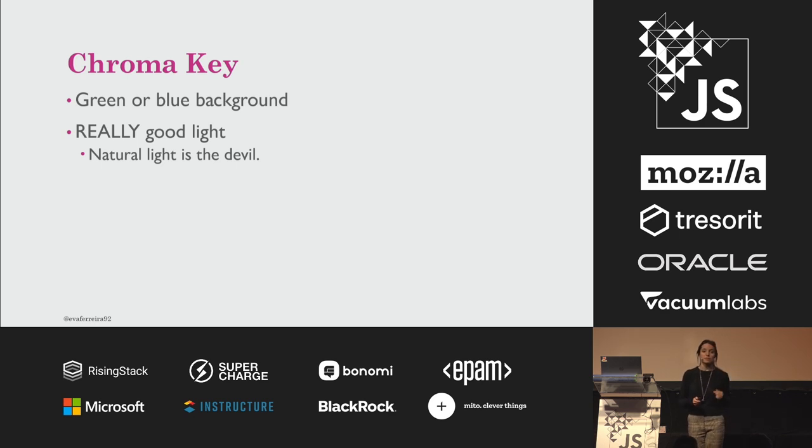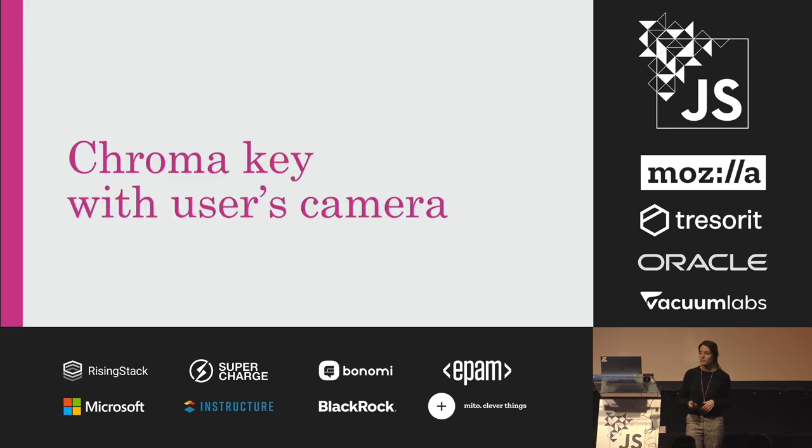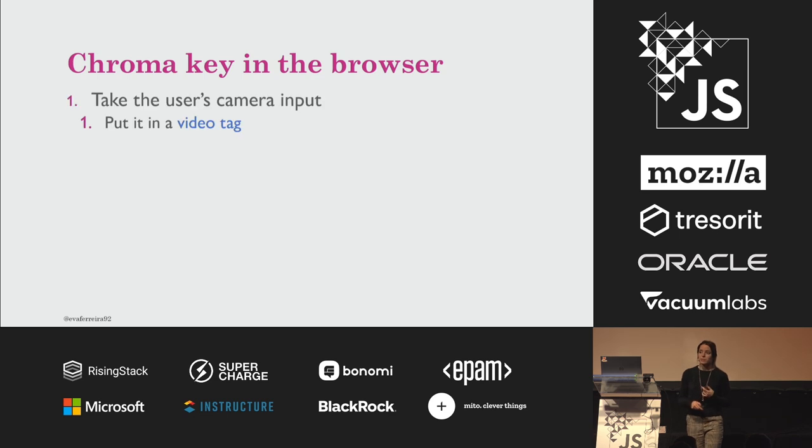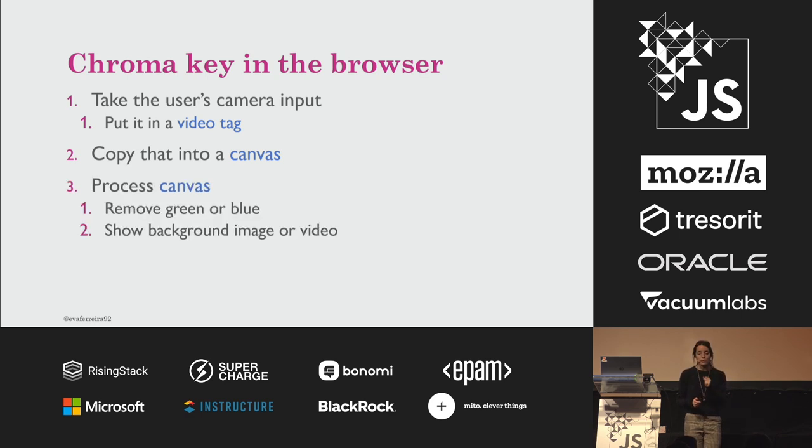We prefer these lights whenever we work with animations, or in this case with chroma key. So let me use chroma key. Let's make chroma key with the user's camera. Because again, we are in the web, we can actually enjoy this. So to do this, what we need to do is to take the user's input camera and put it into a video tag. Now we cannot edit a video tag, so we need to copy that into a canvas and then process that canvas. And what we'll do is remove the green or the blue and replace that with something else.